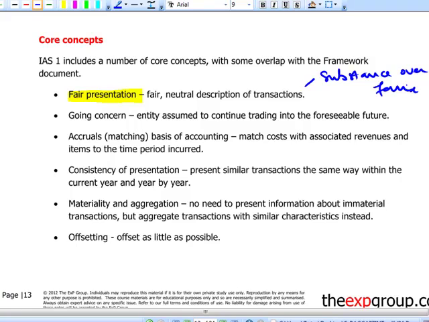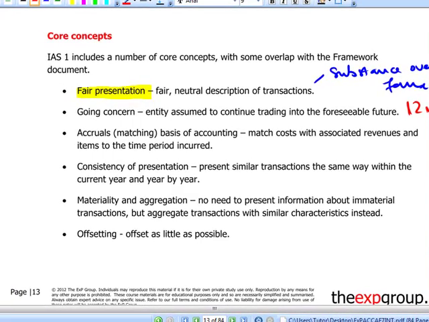Going concern is defined by IAS 1 exactly as it was in the conceptual framework. The company should continue to trade at the same level in the foreseeable future. For us, the foreseeable future would be 12 months after the end of the accounting period. If not, remember, the valuation basis will be totally different. We will be using break-up values and not the valuations prescribed by certain IASs and IFRSs.